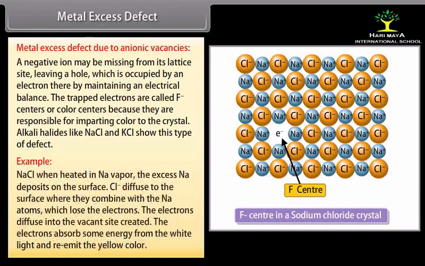Example: when NaCl is heated in Na vapor, the excess Na deposits on the surface. Cl- ions diffuse to the surface where they combine with Na atoms, which lose electrons. The electrons diffuse into the vacant site created. The electrons absorb some energy from the white light and re-emit the yellow color.